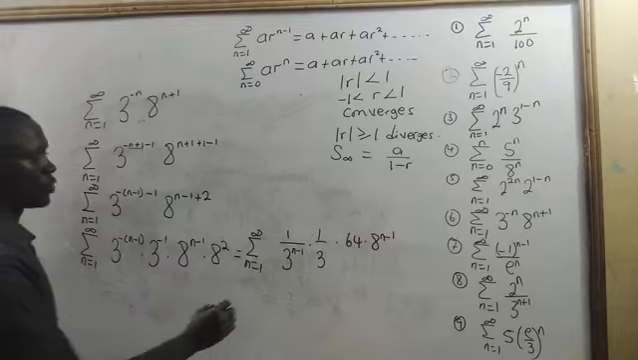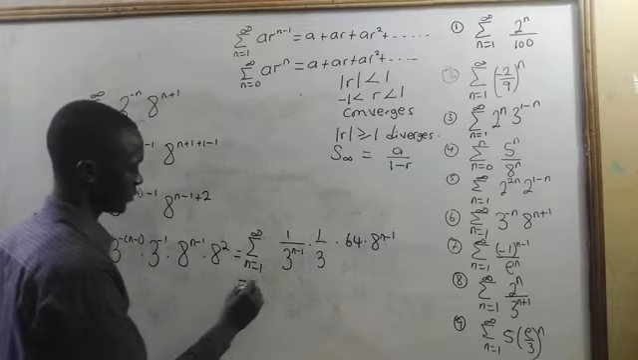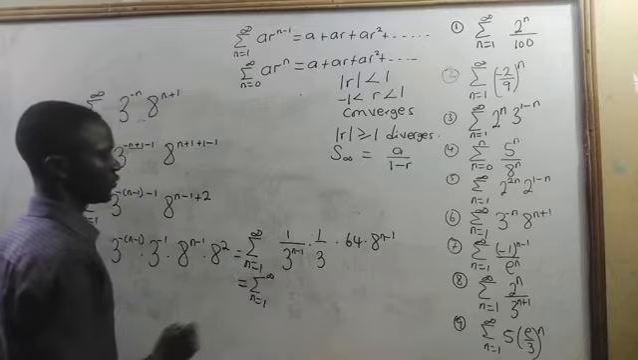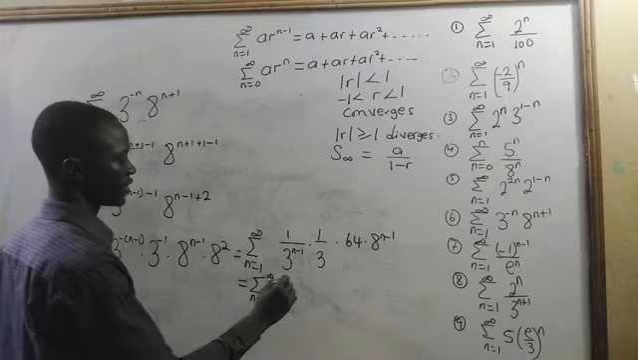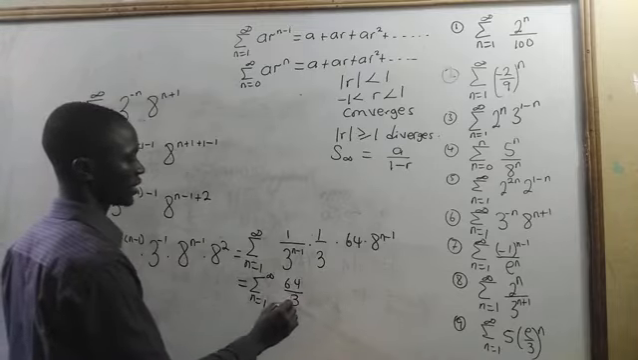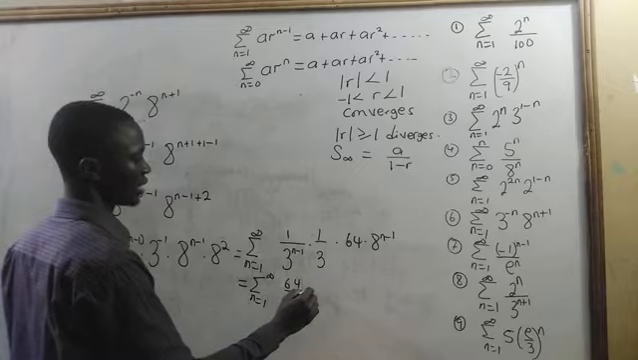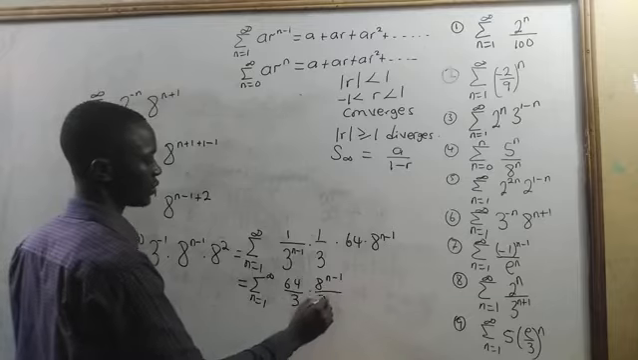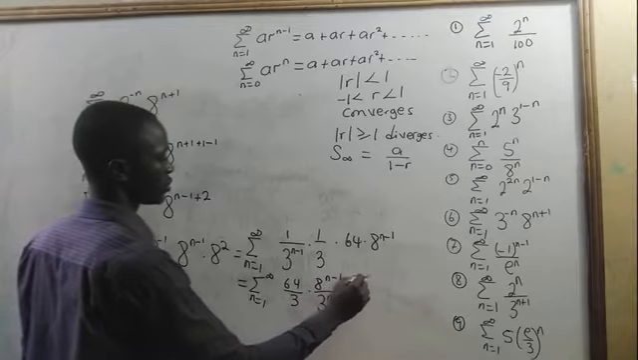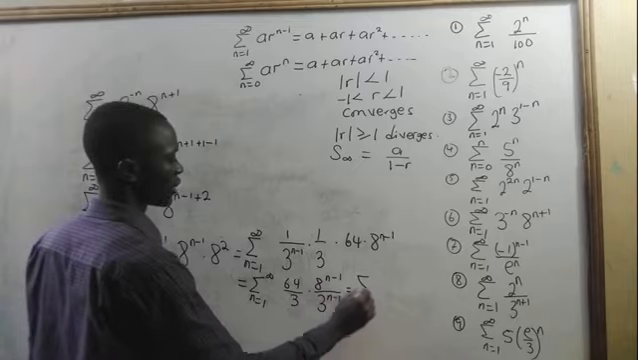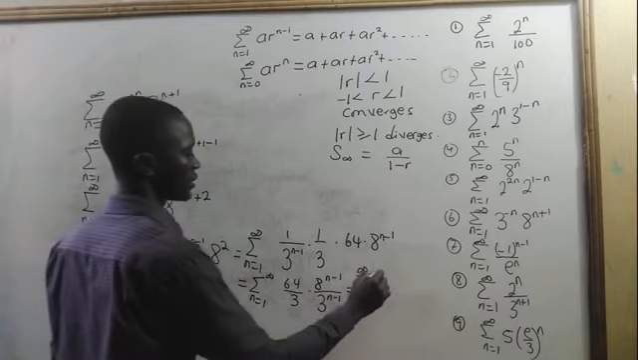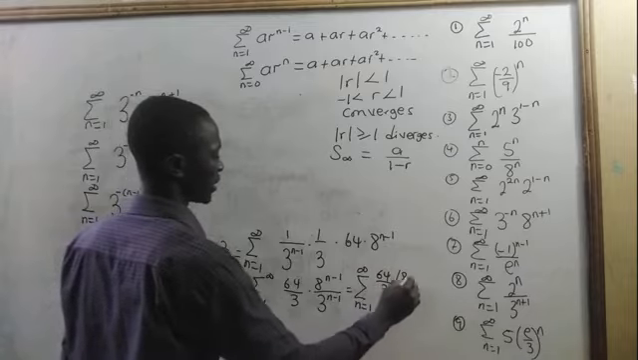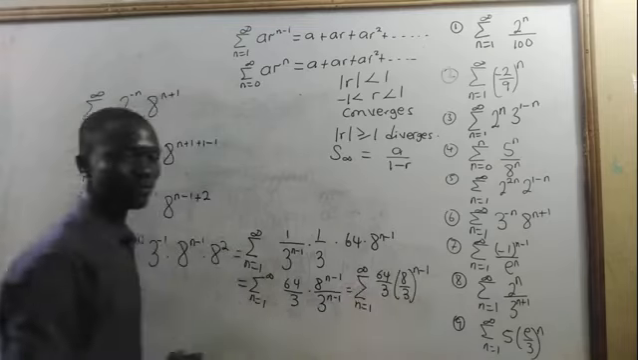So we are going to have the summation from n equal to 1 up to infinity of 64 divided by 3 times 8 to the power n minus 1 divided by 3 to the power n minus 1, which is equal to the summation from n equal to 1 up to infinity of 64 divided by 3 times 8 on 3 to the power n minus 1. Wow.